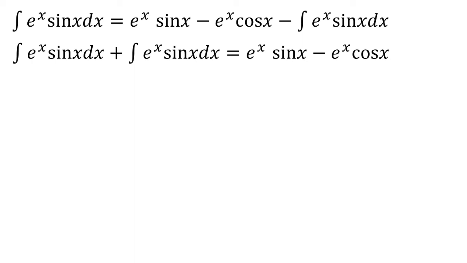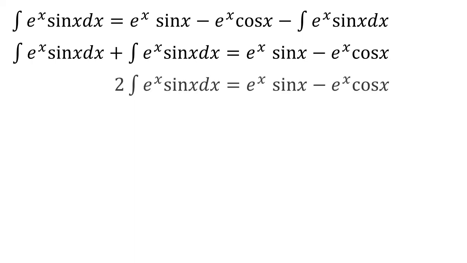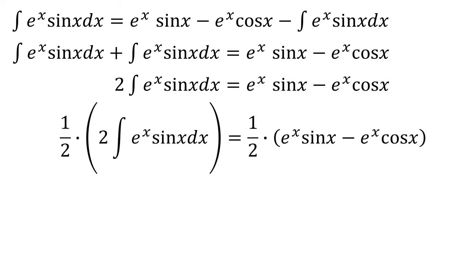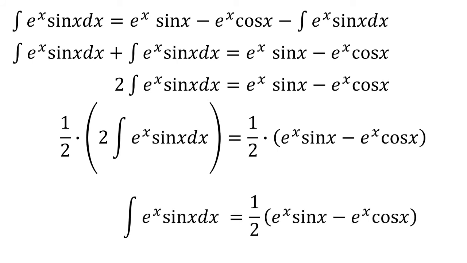So adding these two similar terms will become 2 times the integral of e to the x sine x dx equals e to the x sine x minus e to the x cosine x. So divide both sides of the equation by 2, or multiply both sides of the equation by 1 half. So we're going to have 1 half times 2, the integral of e to the x sine x dx equals 1 half times e to the x sine x minus e to the x cosine x. So this will be eliminated. This will become simply the integral of e to the x sine x dx equals 1 half times e to the x sine x minus e to the x cosine x.